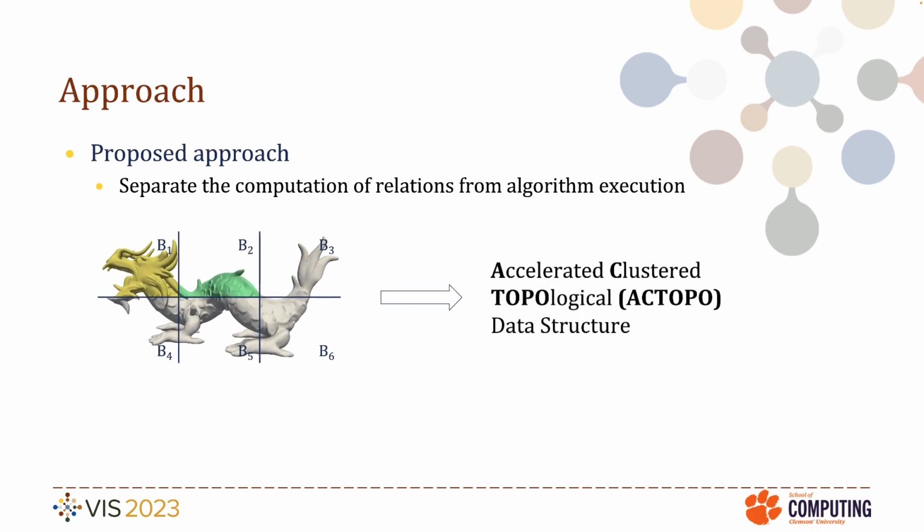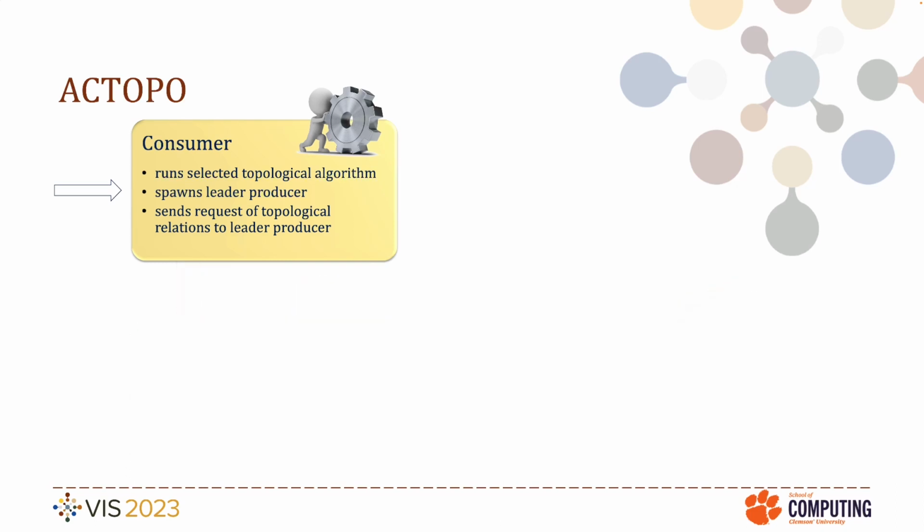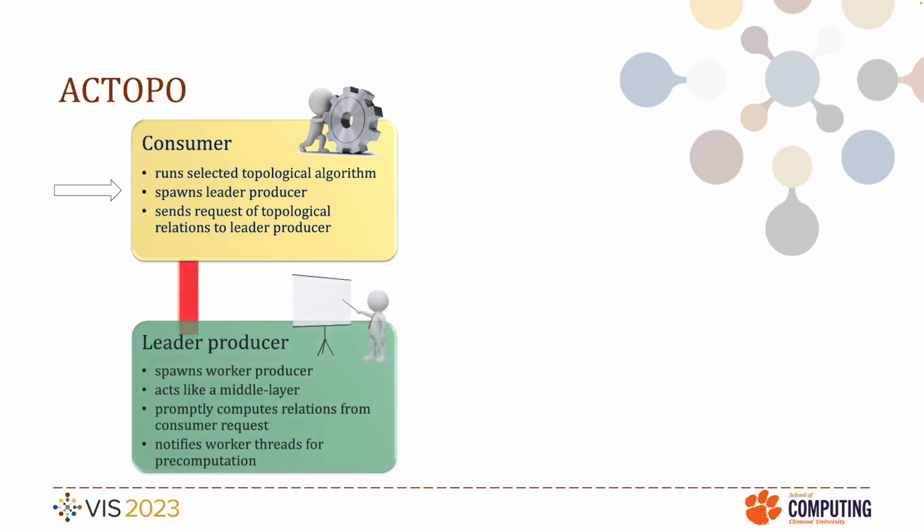And we call our data structure with such a pre-computation mechanism the accelerated cluster topological data structure, aka ACTOPO. In ACTOPO, we have used the producer-consumer pattern for the pre-computation mechanism, and we further divided the producer into leader producer and worker producer. The consumer thread is the one that is responsible for running the topological algorithm. It spawns the leader producer and sends requests to the leader producer. The leader producer, on the other hand, will spawn the worker producer.